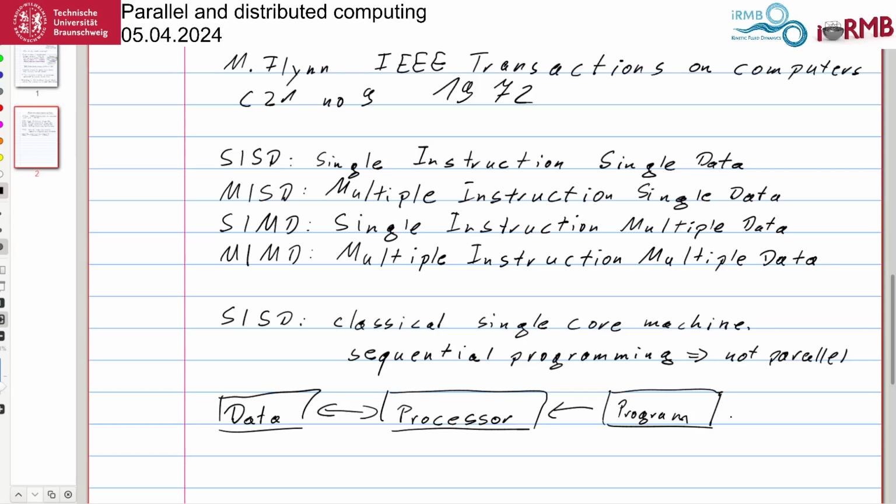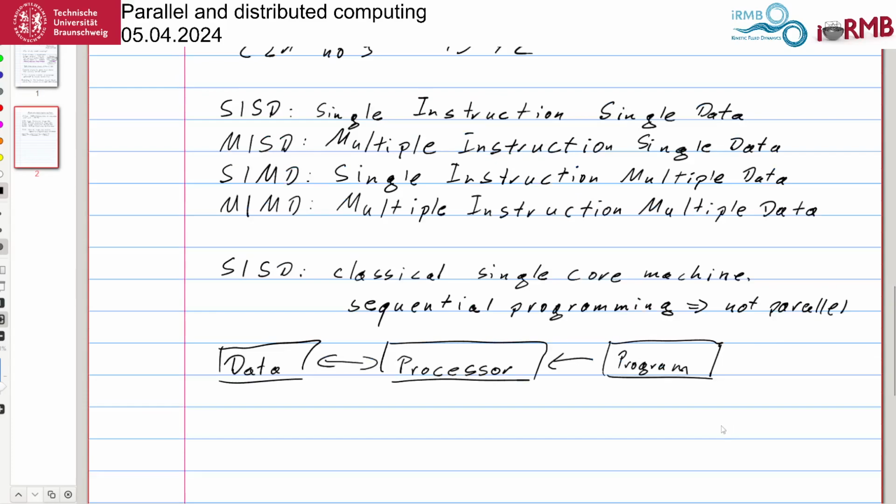Here we distinguish what is actually parallel, and here everything is sequential. We have one processor, we have one set of data, and we have one program. And this is the classical single core machine. So this was SISD.